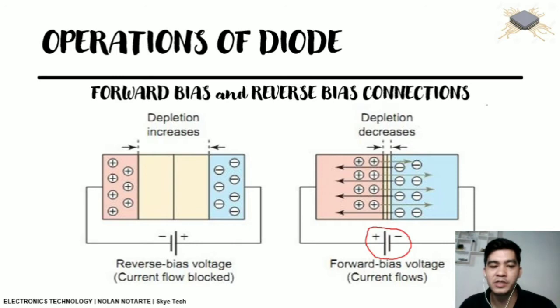Pagdating naman sa ating reverse bias, so positive is connected to the negative part of the diode, and then the negative is connected to positive part of the diode. So ang tendency po niyan, instead of decreasing the depletion region, mag-i-increase po ng depletion region. So lalong hindi mag-flow ang kuryente. Okay? So ito po yung two operations of diode, reverse bias and forward bias.